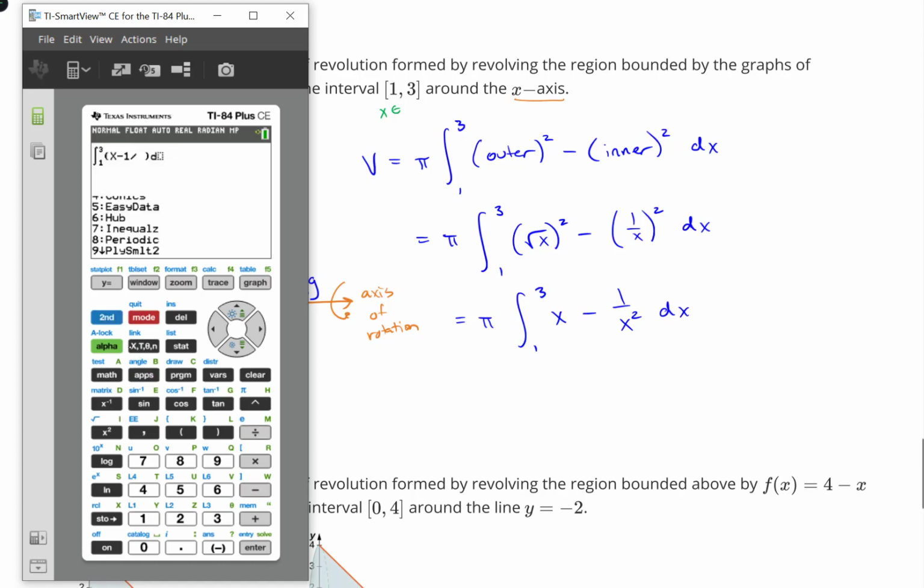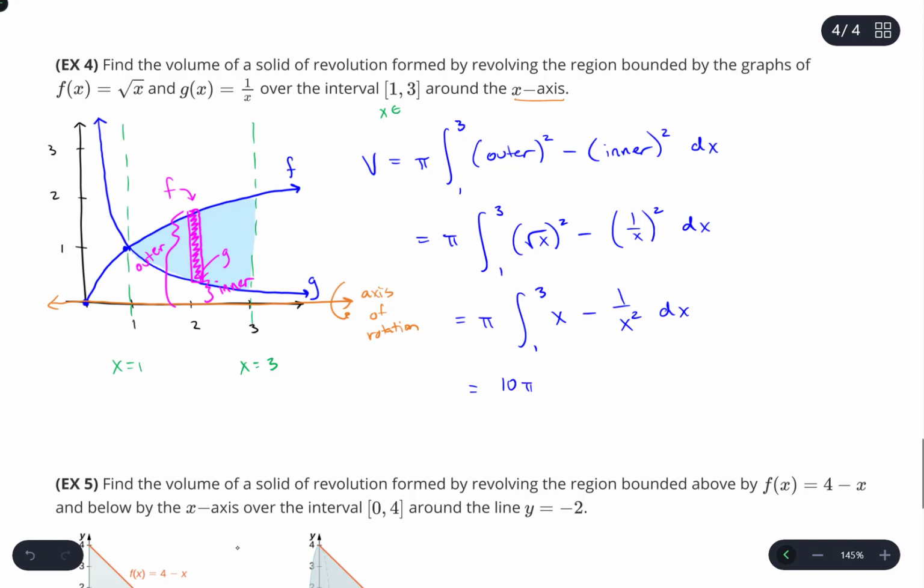Oh, shoot. Try that again. And then that integrates dx. All right, so I get basically 3 1/3. Let's go ahead and change that into a fraction, so that's 10/3, but then it's still multiplied by pi, so this would be 10 pi over 3 as a final answer.